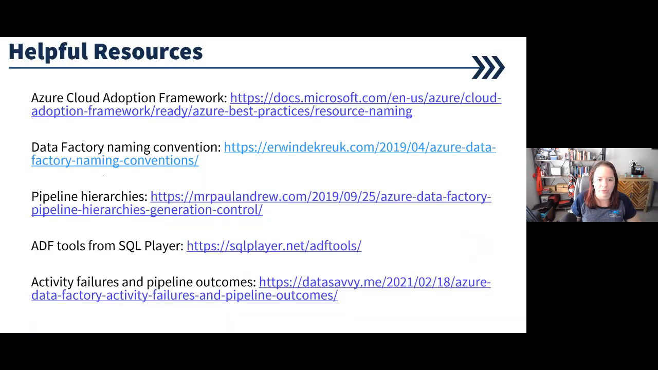So that brings us to the end in this recording, or if you get the slides, you can grab these links. So we've got the Cloud Adoption Framework that talks about resource naming. It's a good resource to read through in Microsoft Docs. The Data Factory naming convention for pipelines, data sets, all that. The pipeline hierarchy. So I use different names than Paul Andrew, but his idea is really the same. And I kind of learned how to think about this from him. And then the ADF tools from SQL Player, and then the PDF I just showed you about failures and pipeline outcomes.